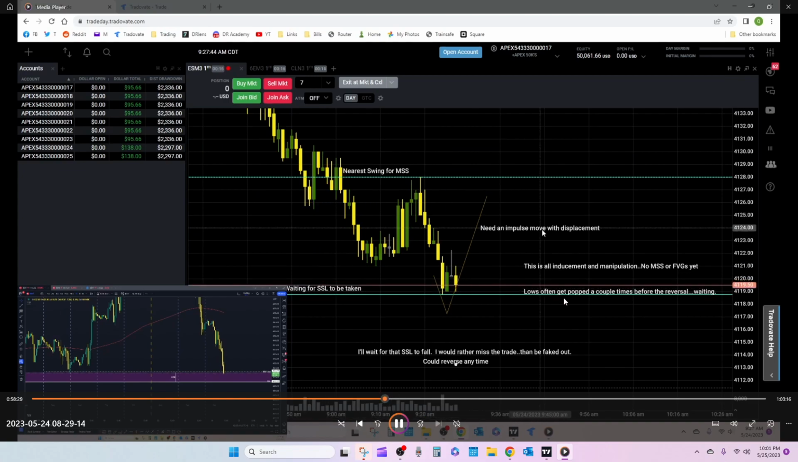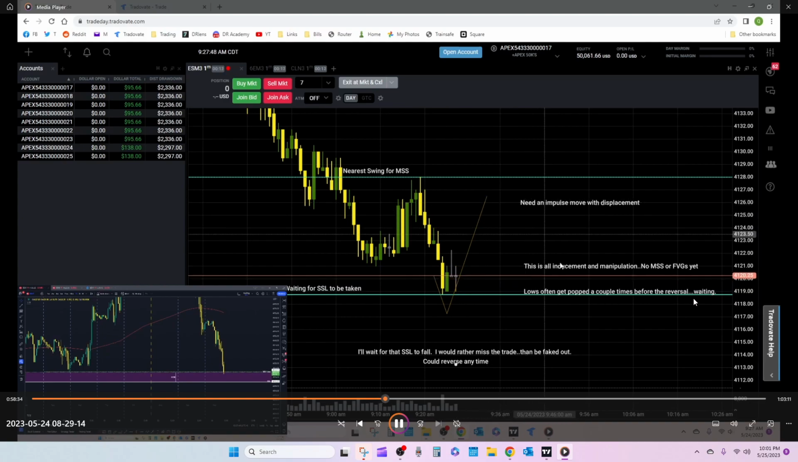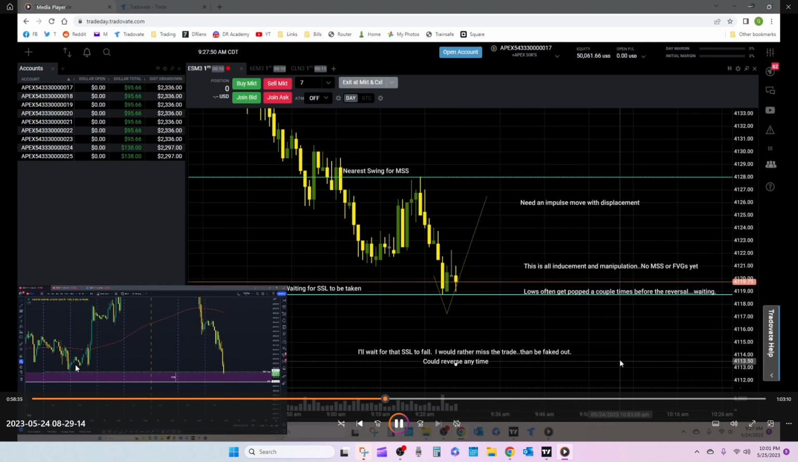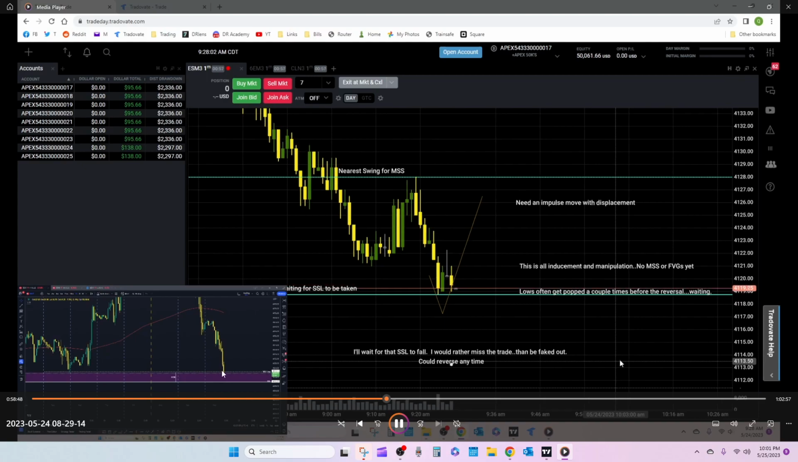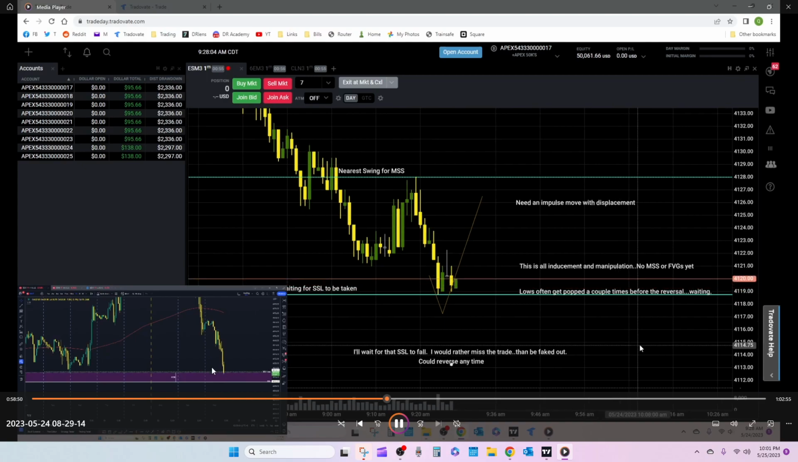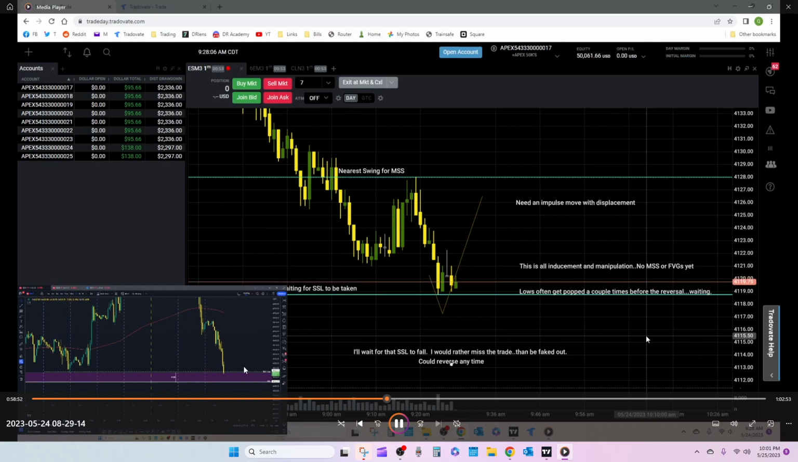and then I put this here. Lows often get popped a couple times before the reversal, waiting. So you can see over here we're at a long time new low. This is a week, 10 days, and it hasn't been this low. So usually when you see this, the reversal doesn't just happen on a 1 minute chart. It might look like it on a 5 or a 10 minute chart, or a higher time frame, but on the 1 minute chart you can count on it making several stops, several moves up.